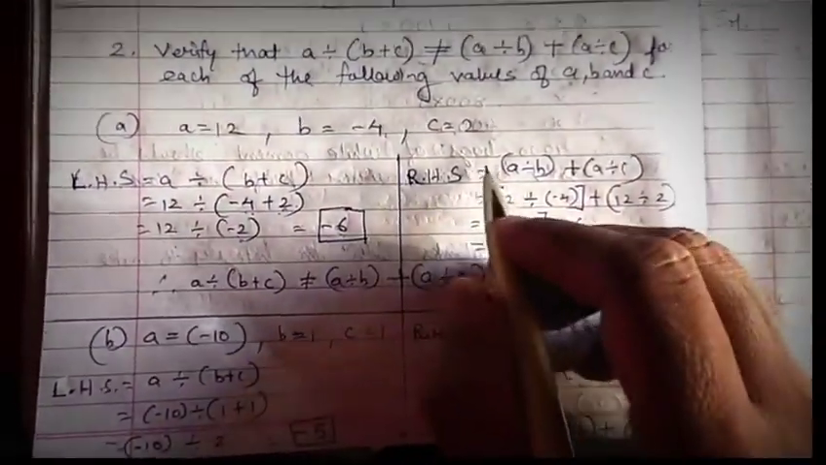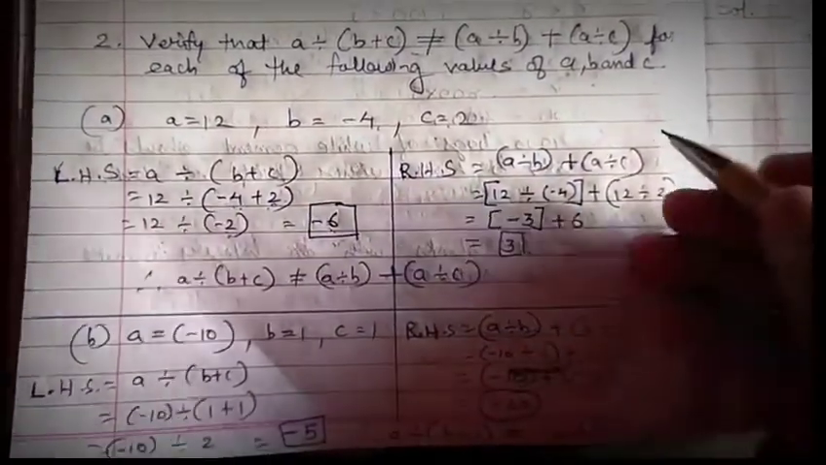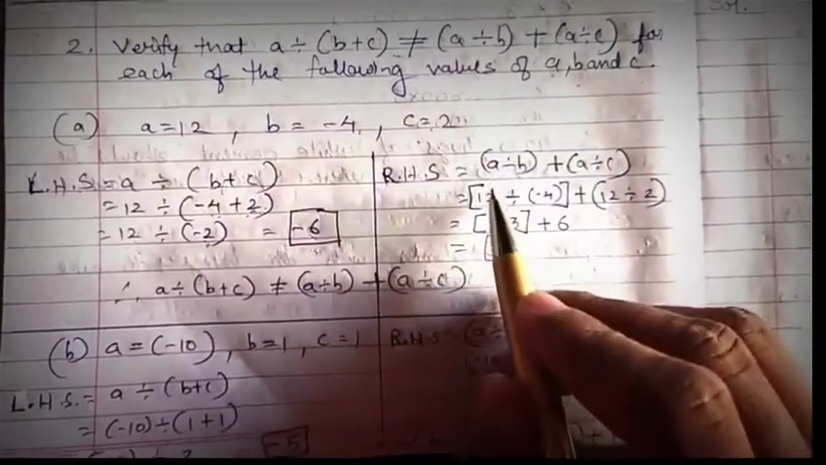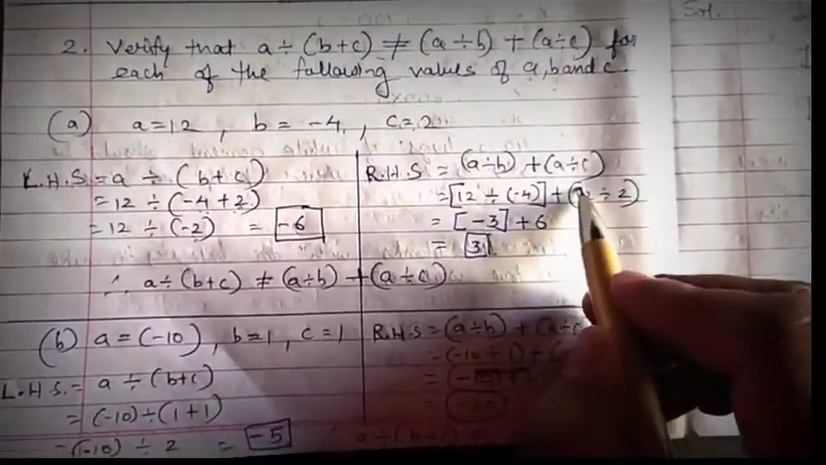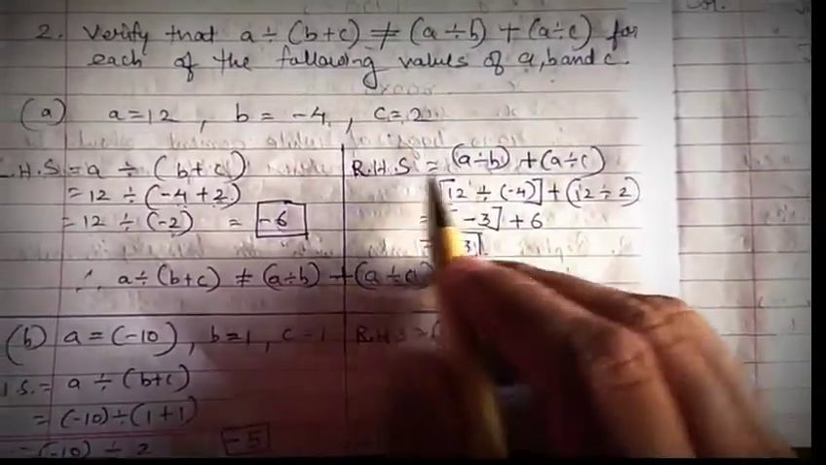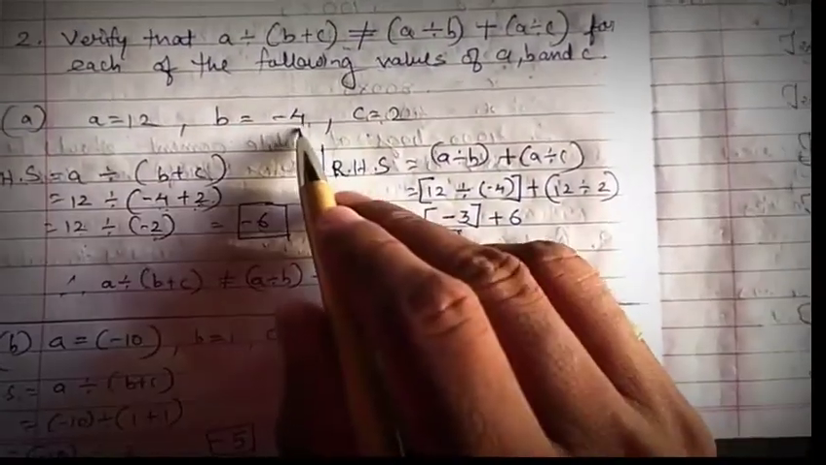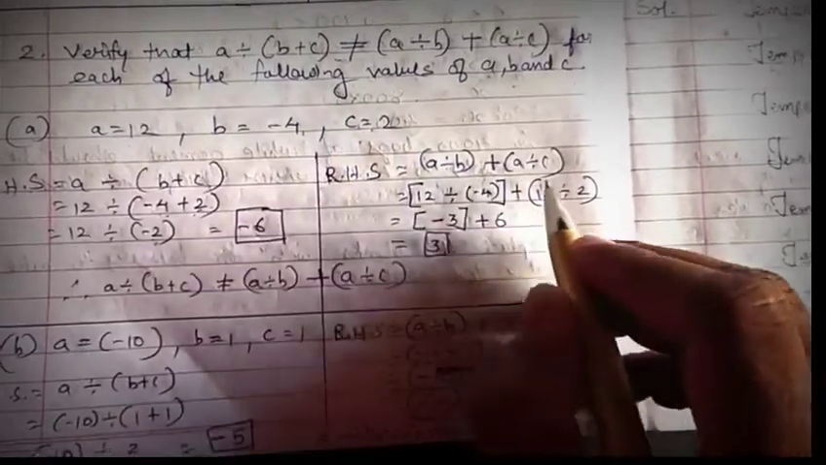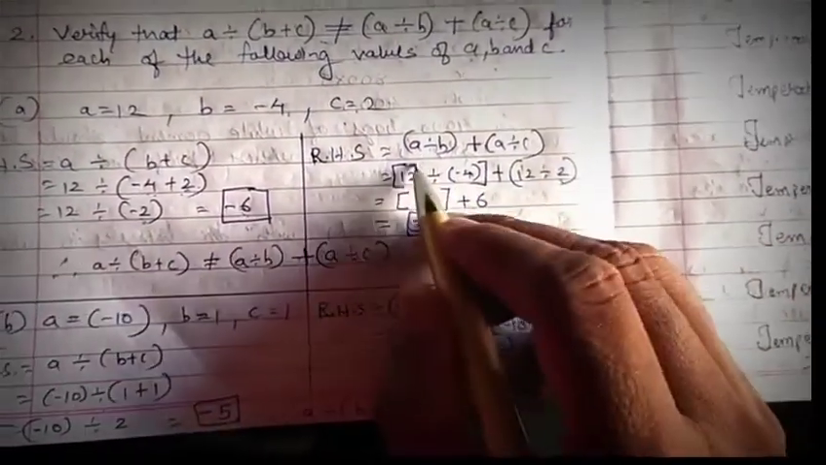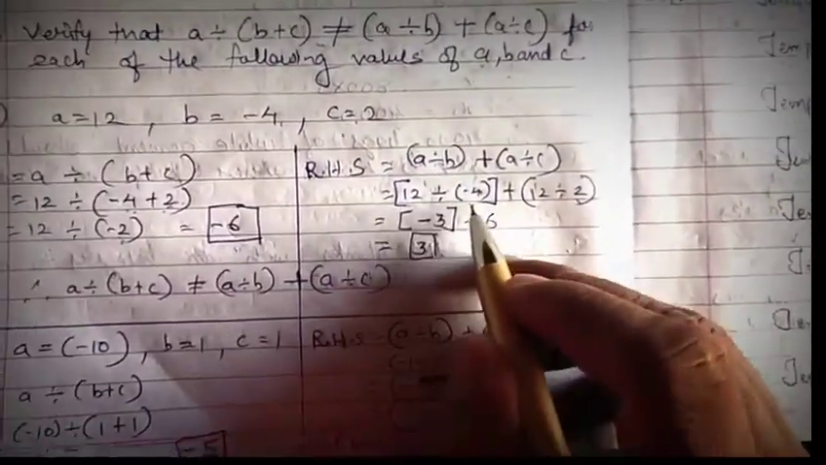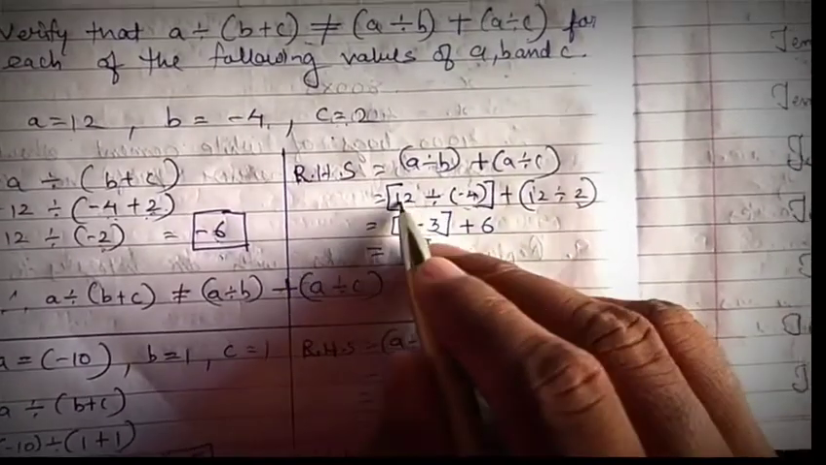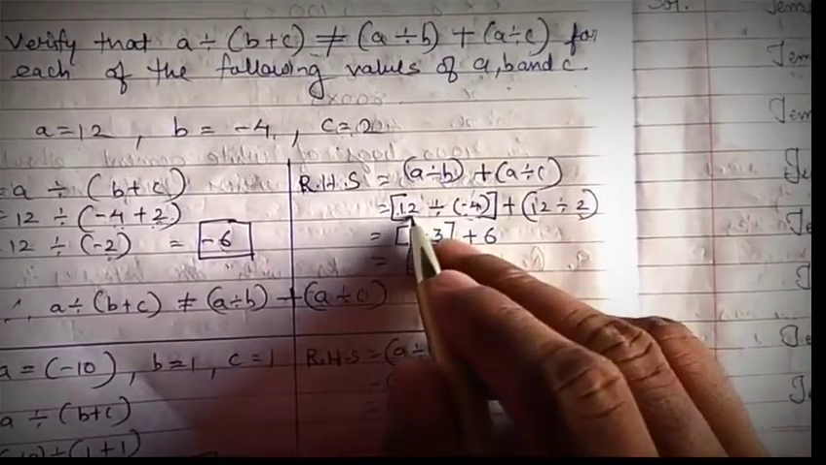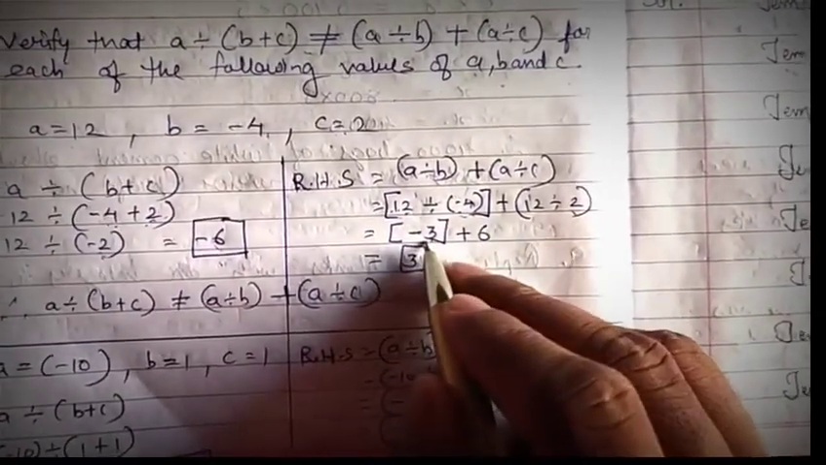Now let us check whether on the right hand side we get -6 or another value. Now write down this condition, right hand side: A divides B plus A divides C. Then replace the value of A with 12, B with -4 and C with 2. Now resolve this bracket first. 12 divides -4. So 12 divided by 4 is 3 only, but one is positive and one is negative, so obviously your value will be negative.